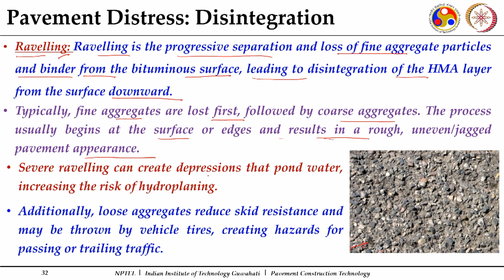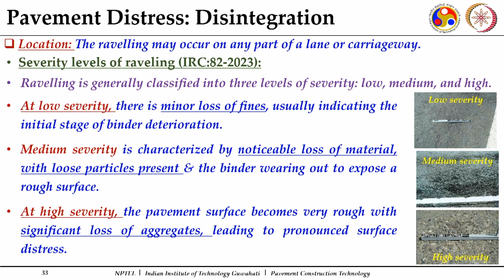Severe raveling can create depressions that pond the water, and if more depressions are there, this can lead to ponding of water, which can lead to a loss of skid resistance also. Additionally, loose aggregates reduce skid resistance and may be thrown by vehicle tires. This again raises concerns related to road safety. Then where can be the locations? It can be in a particular lane or through the entire width of it.